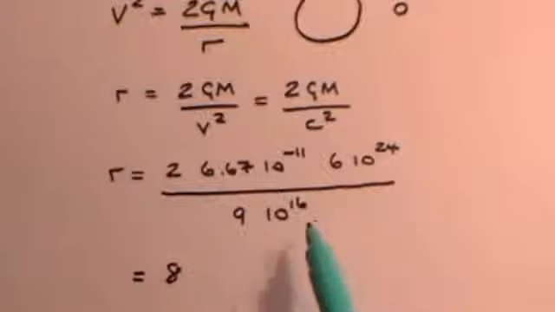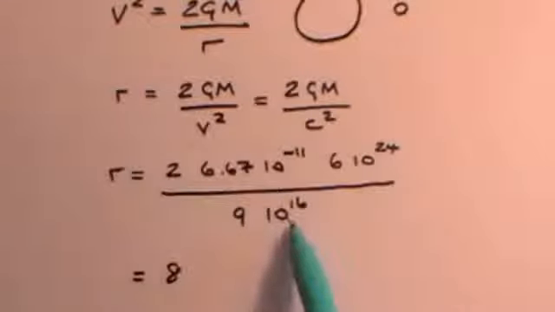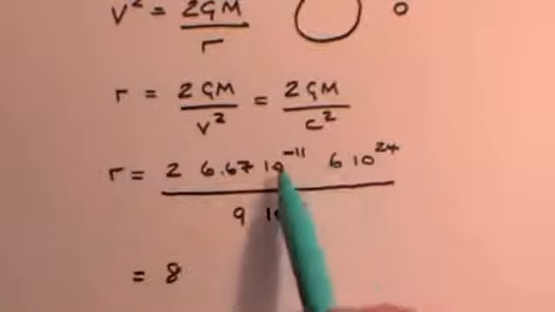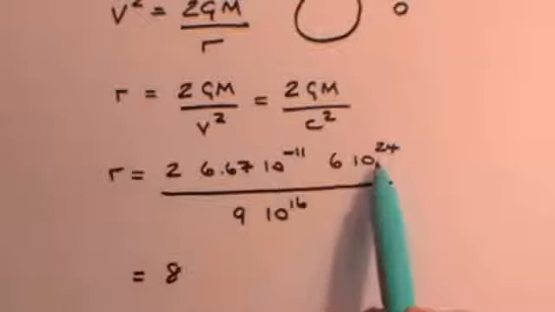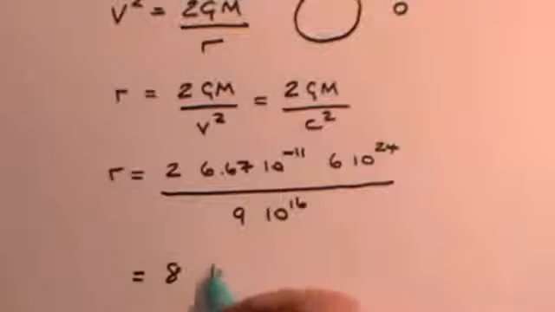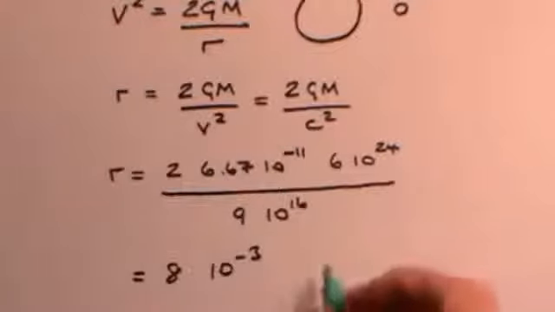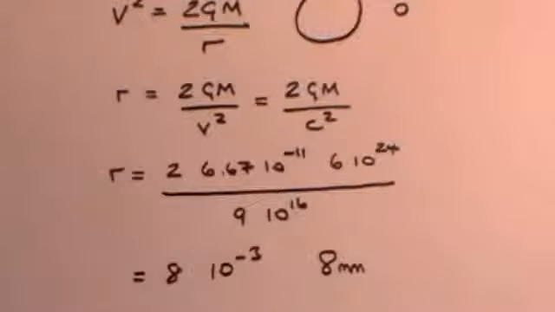Now we need to deal with the orders of magnitude. Well, 10 to the 16 brought upstairs becomes 10 to the minus 16, times 10 to the minus 11 is 10 to the minus 27. 10 to the minus 27 times 10 to the 24 is 10 to the minus 3. And so we calculate that you'd need to squash the Earth down such that it had a radius of 8 millimeters, and then it would be a black hole.